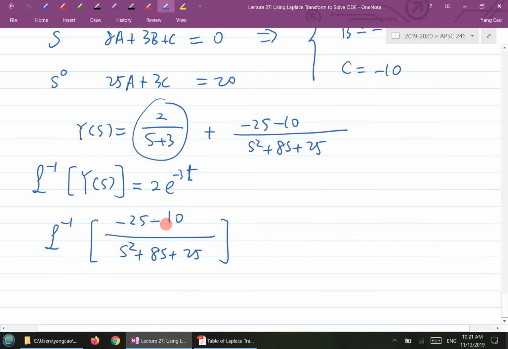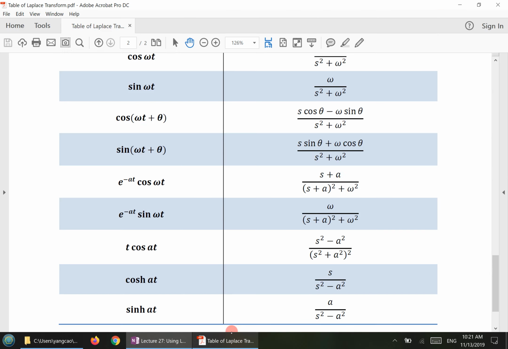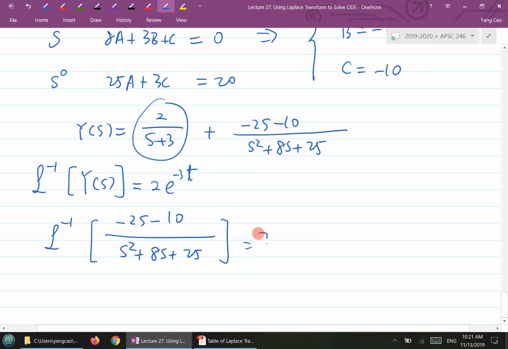So I need to do something to this term to write it in this format so that I can use the table. I'll show you how to do that, and that's basically the tricky part. So I'll show you in the next lecture.